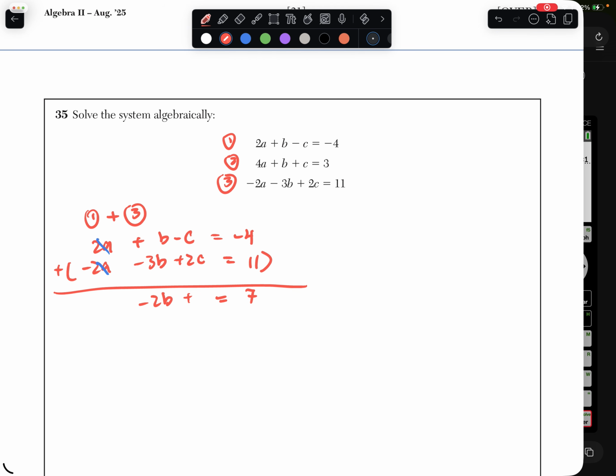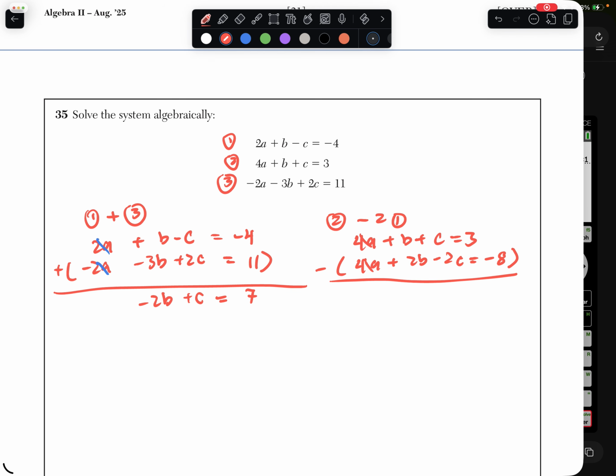Okay, let's hope that I'm doing this right. And then I'm gonna do equation 2 minus 2 times equation 1, and this way I can eliminate a again. So I get 4a plus b plus c is equal to 3, and then 2 times the first equation, that's gonna be 4a plus 2b minus 2c equals negative 8. And you see I did that because I can eliminate this again.